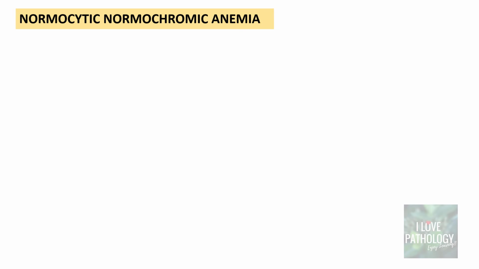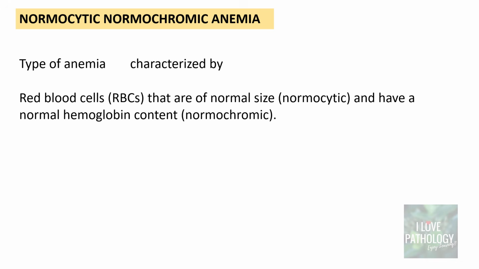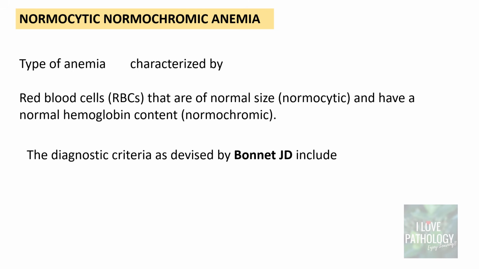Okay. Now coming to normocytic normochromic anemia. This is a type of anemia characterized by red blood cells that are of normal size, that is normocytic, and have a normal hemoglobin content, that is normochromic, right? You have diagnostic criteria to call it normocytic normochromic anemia, based on the criteria devised by Bonnet JD way back in the 1950s.